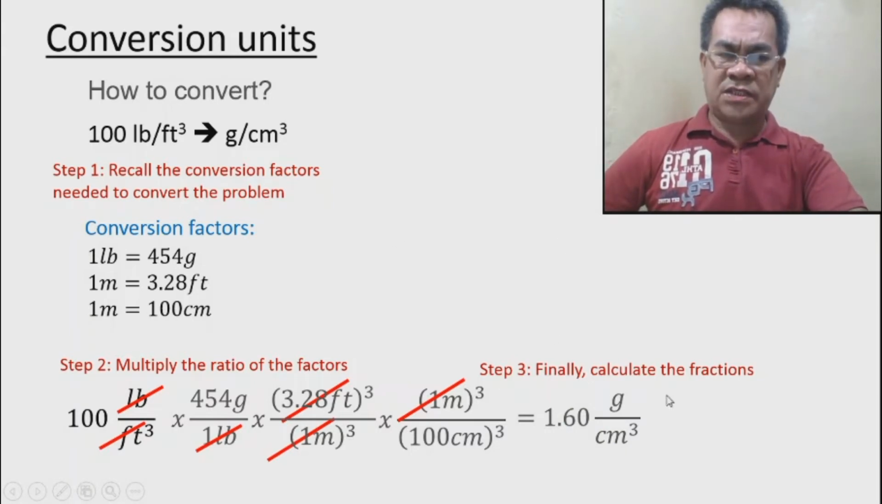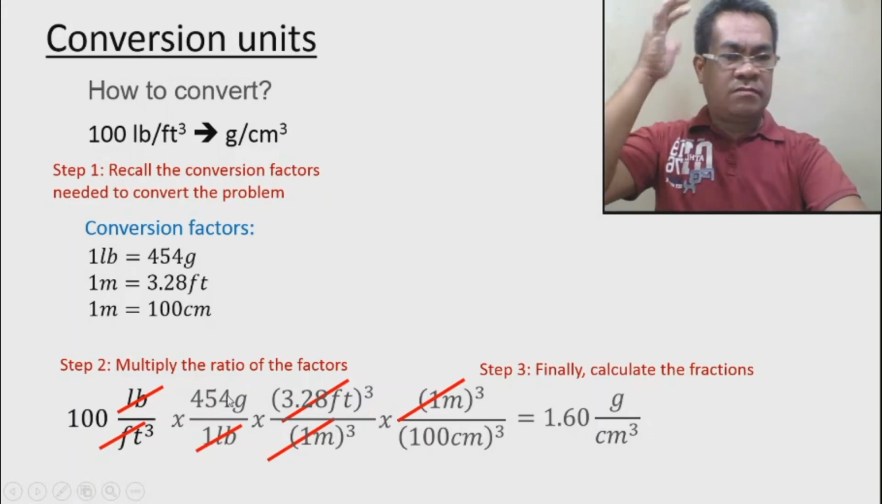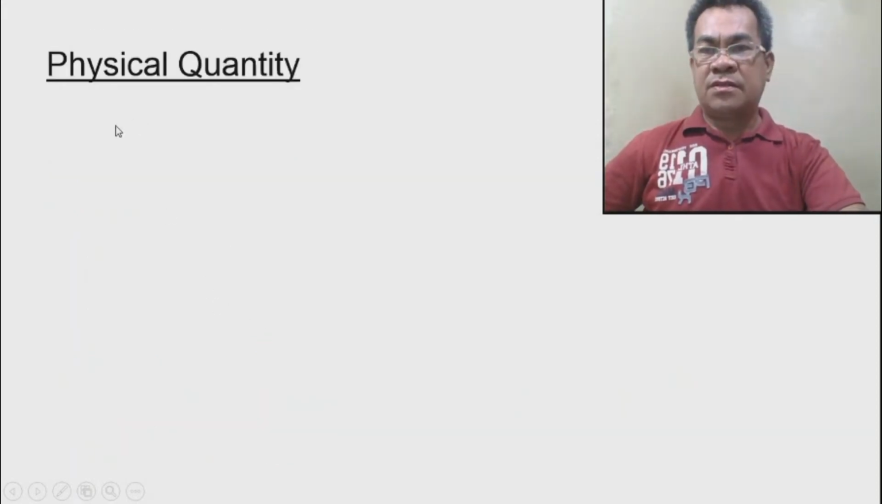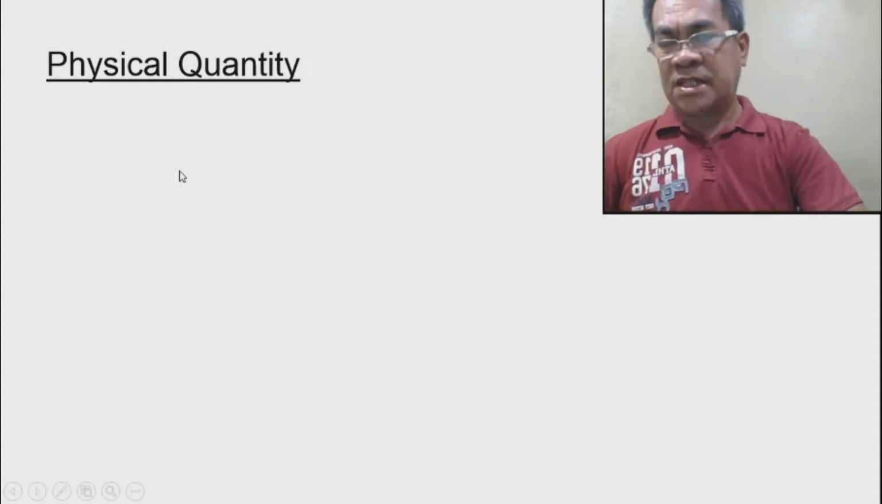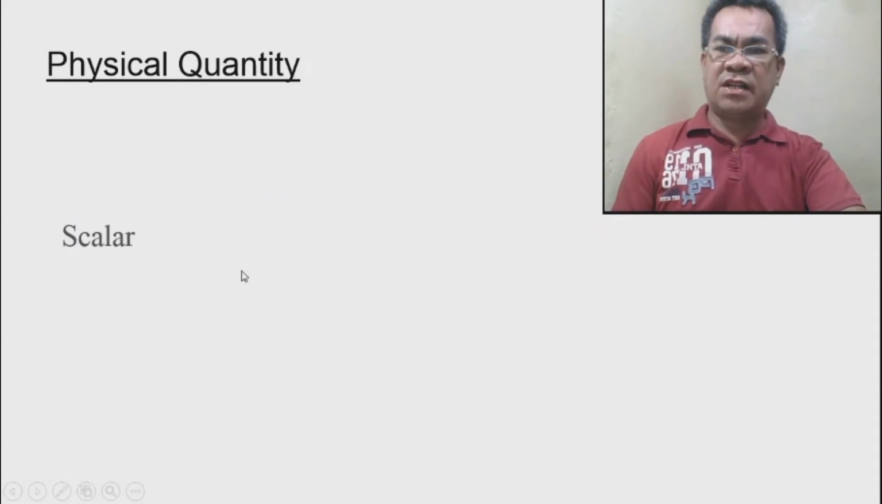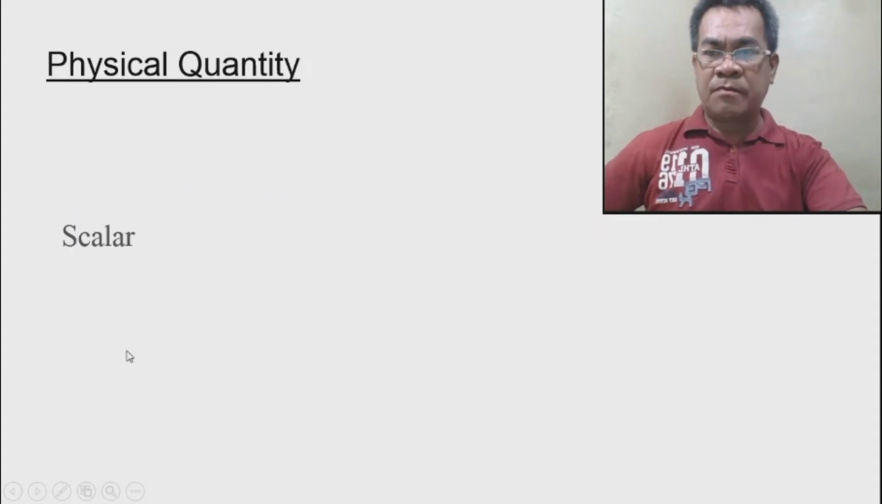Okay, I know this is review, but this is to ensure that you will have that ability to convert, because without this knowledge, we cannot go forward on the topic of the mechanics. So let's discuss now the physical quantities. The physical quantities are divided into two. We have the scalar and we have the vector.